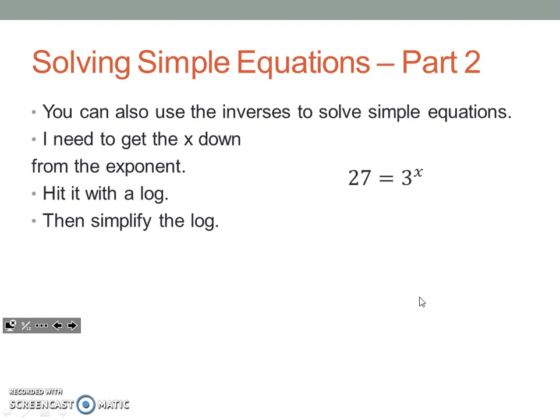Same thing as when you were in 7th grade and you started out solving equations that look like this. You can probably look at that and say, oh yeah, 3 equals x, that makes sense. Well, they're going to get a lot harder, so we have to know how to handle this. I have an x up in the exponent. So how do I get the x down?